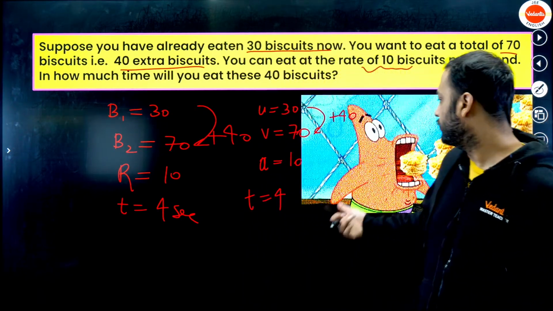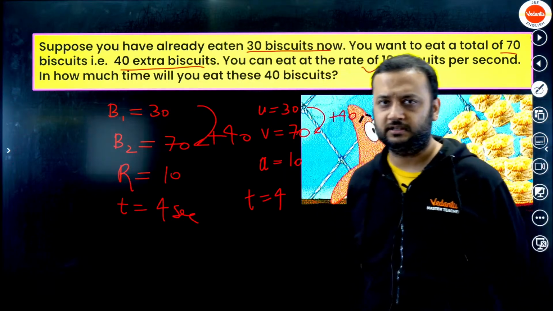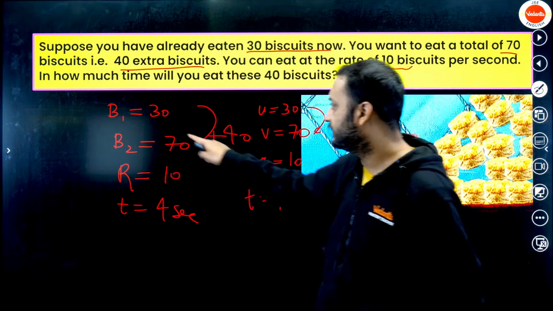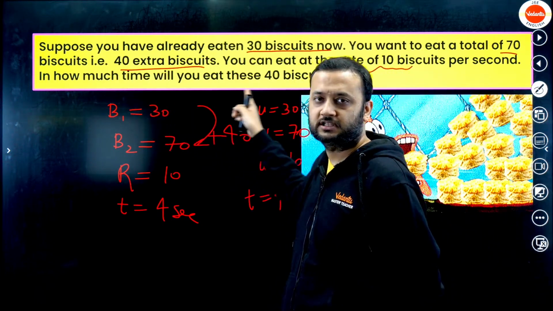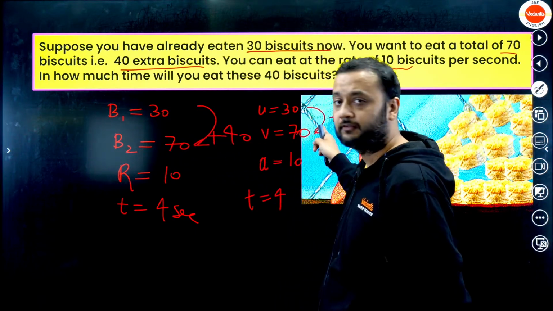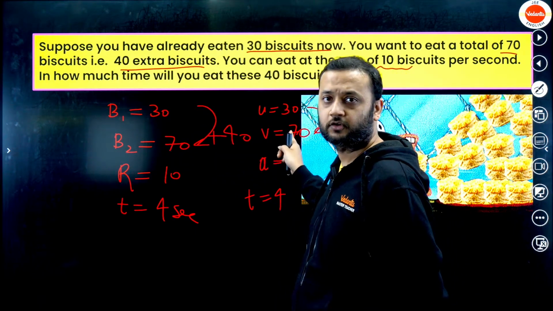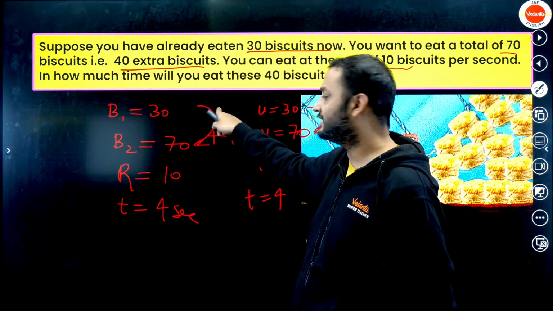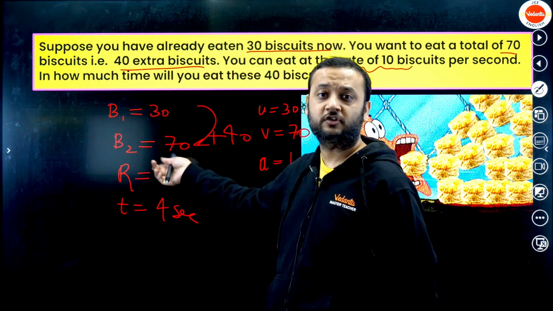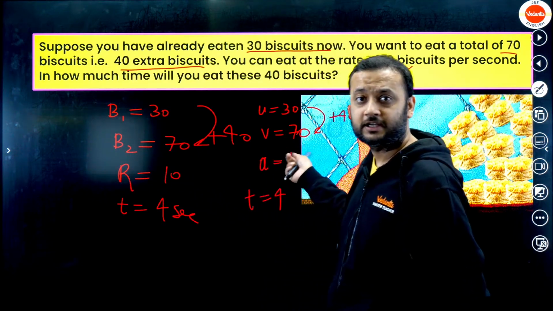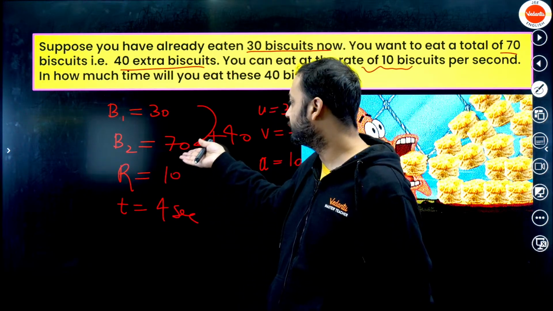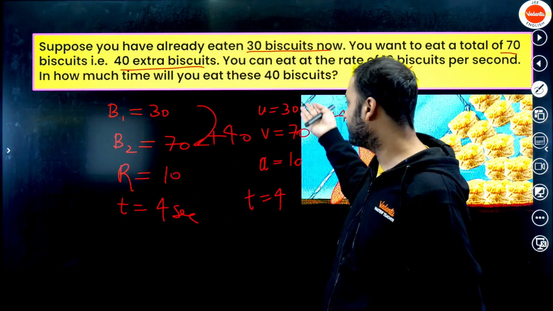So can you see the parallels? These were the initial number of biscuits in your stomach. This was the initial velocity. This was the biscuits required in your stomach. This is the final velocity. So 40 is the increment in the biscuits, 40 is the increment in velocity. Rate of increase of biscuits is 10. Rate of increase of velocity is also 10, which is acceleration. So time is 4. How did you get this? Simply 70 minus 30 by 10.